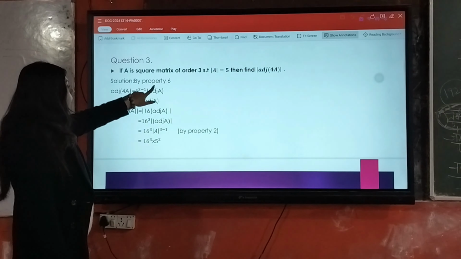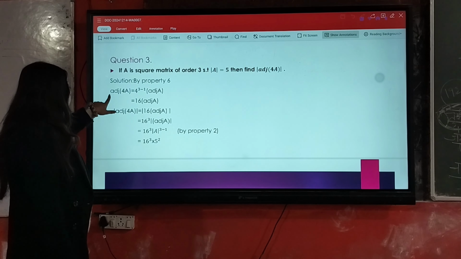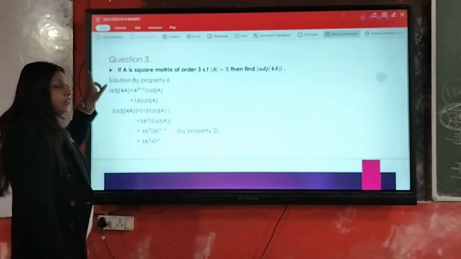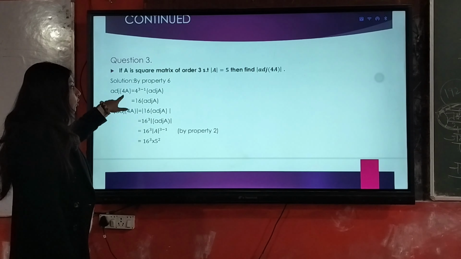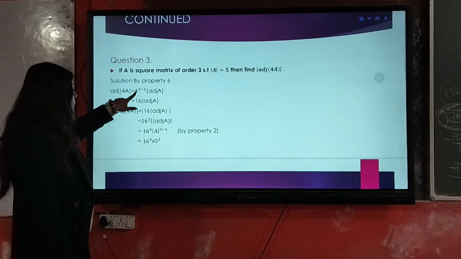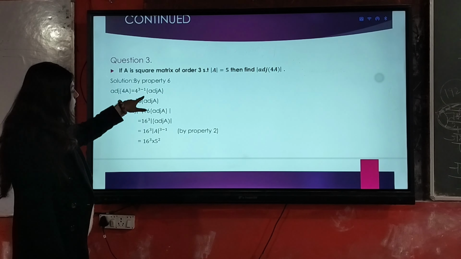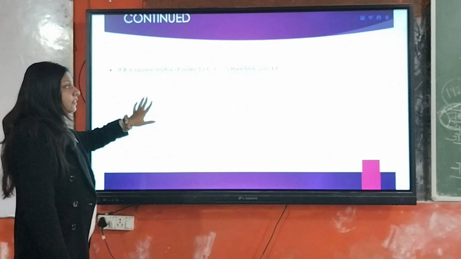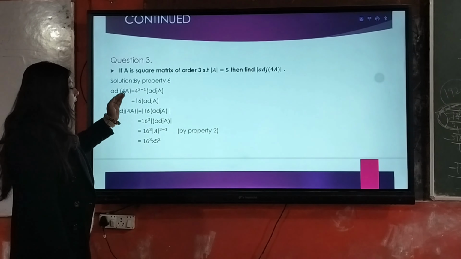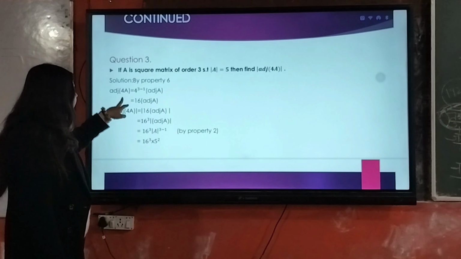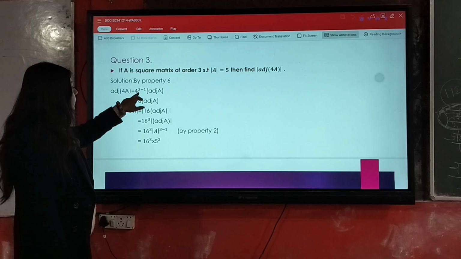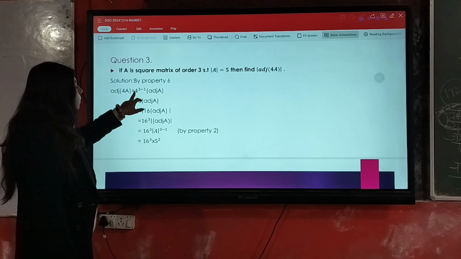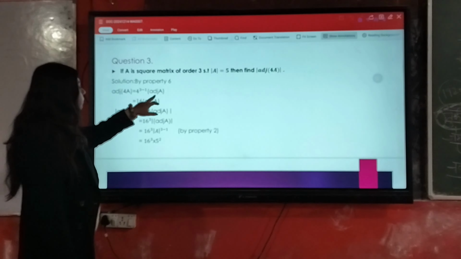By property 6, what is property 6 telling you? Adjoint of K times A, where the value of K is 4, is equal to K to the power n minus 1 into adjoint of A. That is property 6. But here we are putting in the values. The value of K is 4, and the order is 3, so K to the power n minus 1 becomes 4 to the power 3 minus 1 times adjoint of A.